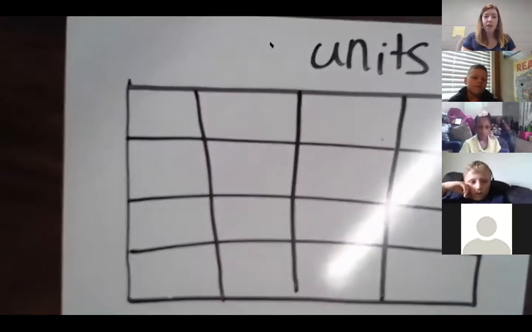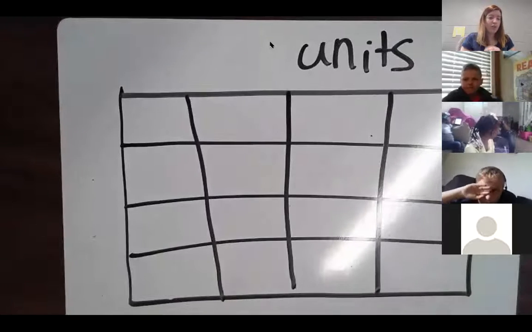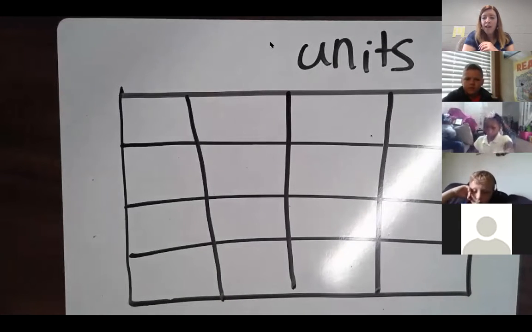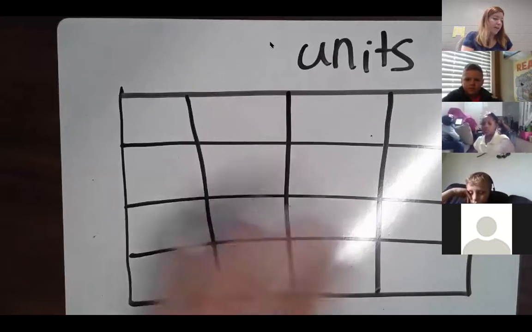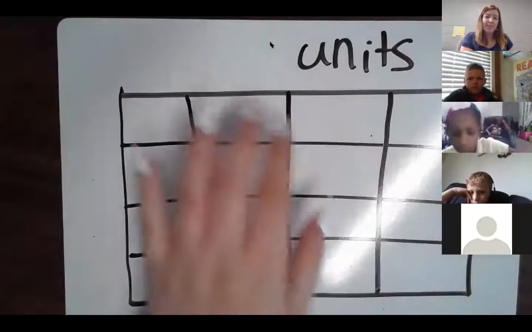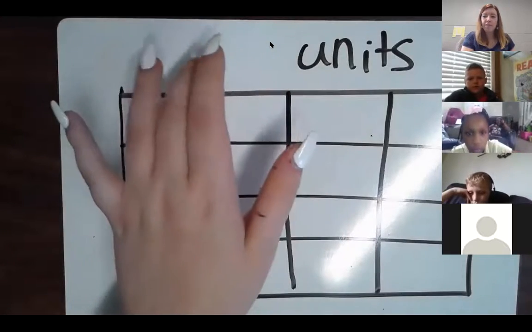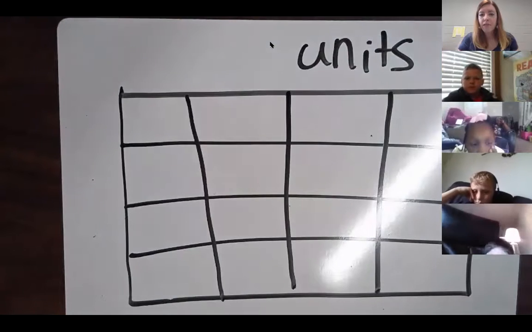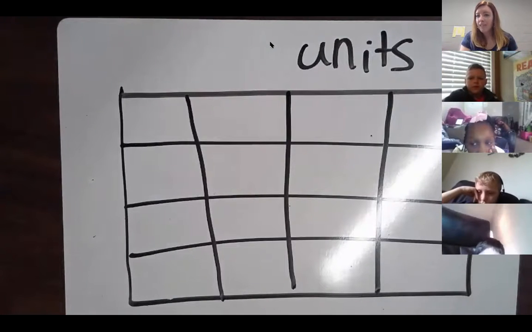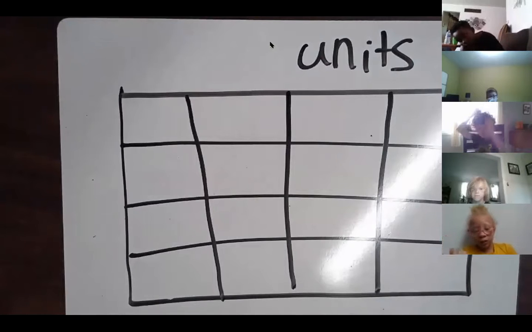All right, so this is what your online worksheet will look like today. You'll have an array with all these little squares, and it'll say blank units, and you'll have to put in the units. So what we're going to do now is count to see how many little squares there are in this array.